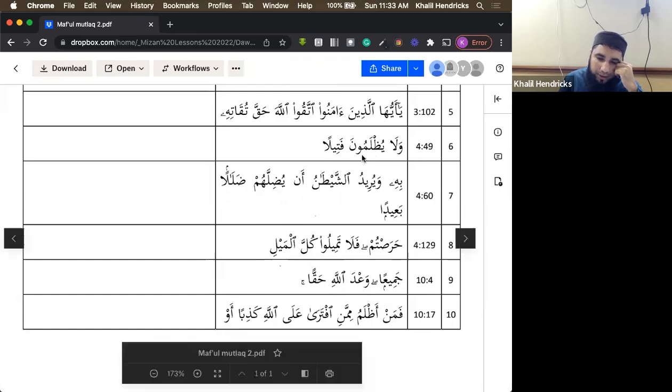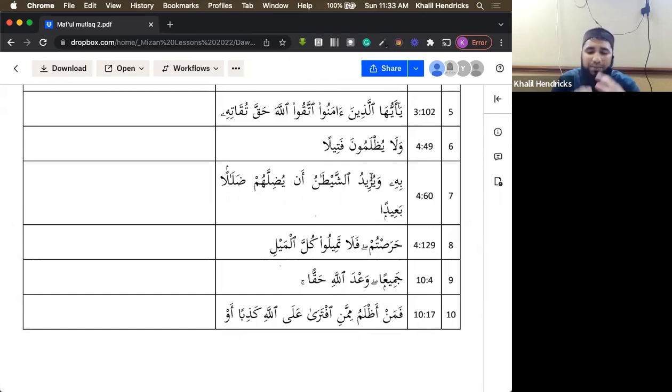Now here is again something omitted. What I want to do is show you how to identify that there's something omitted. What does the sentence mean? وَلَا يُظْلَمُونَ فَتِيلًا. Fatila, what does that mean? It's the skin of the date stone. So in this context, fatila just means even in the slightest bit, a minute amount, right?